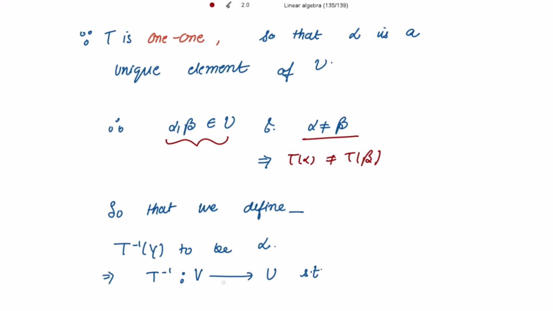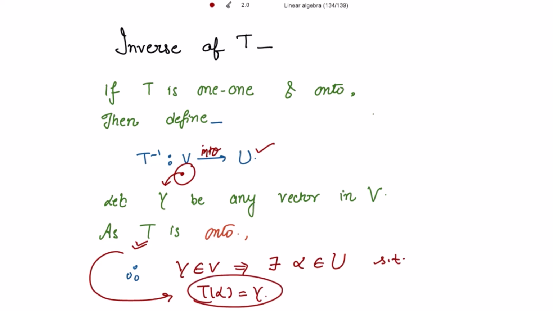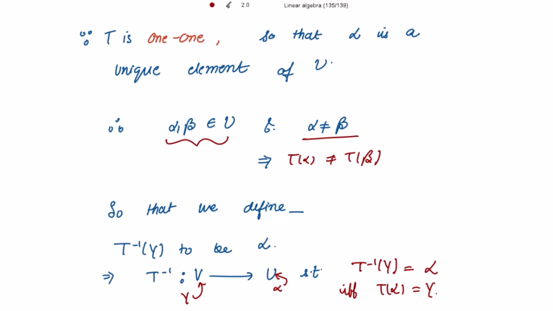Now T inverse from V to U, such that we have gamma belonging to the vector space V. So T inverse gamma is equal to alpha for alpha belonging to U if and only if T alpha is equal to gamma. Right? So T inverse is one-one and onto.